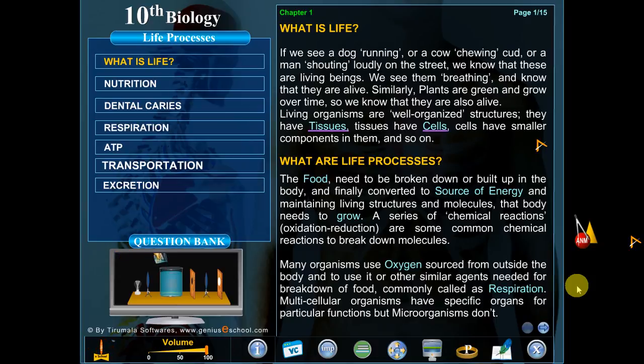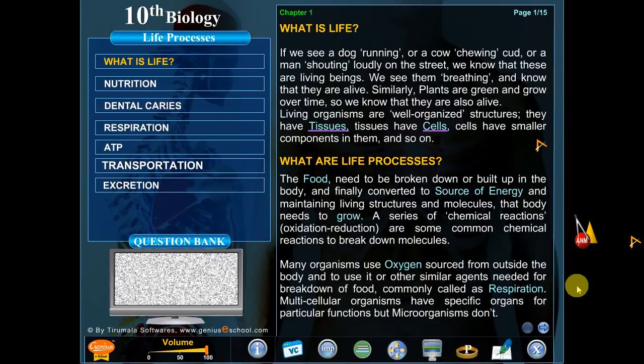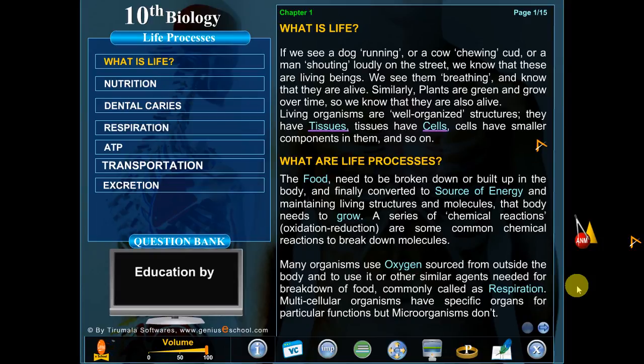A series of chemical reactions, that is oxidation and reduction, are some common chemical reactions to break down molecules. Many organisms use oxygen sourced from outside the body, or other similar agents, needed for breakdown of food, commonly called respiration. Multicellular organisms have specific organs for particular functions, but microorganisms don't.